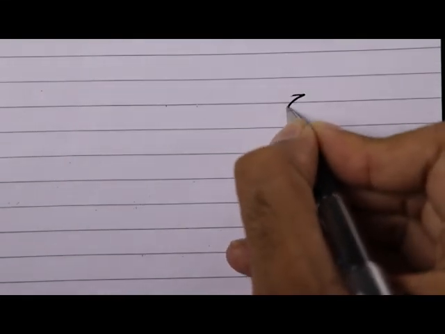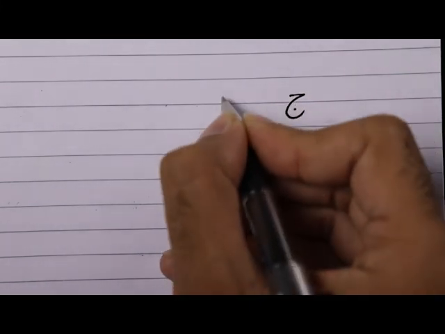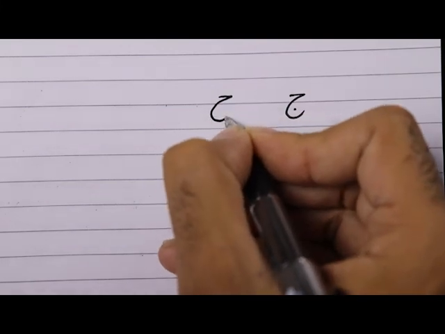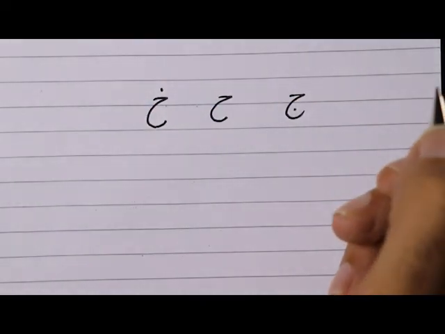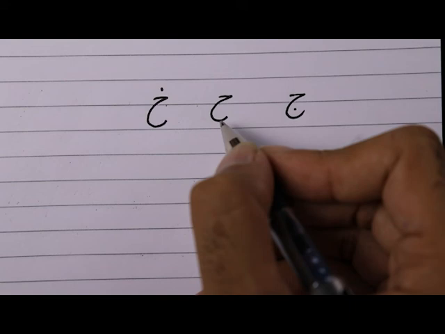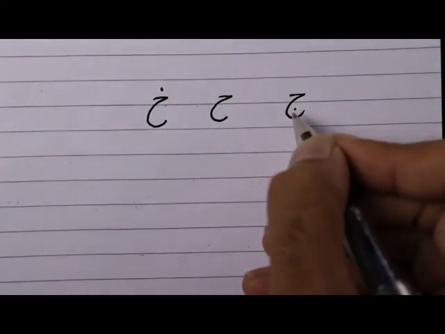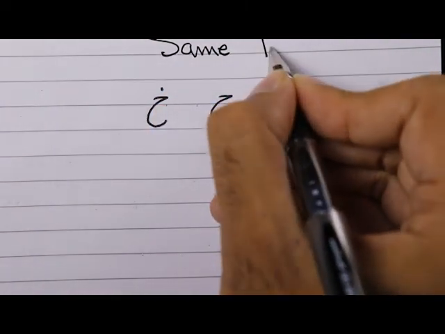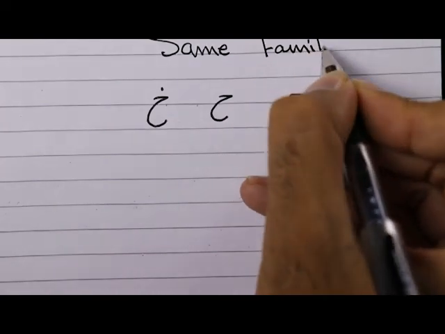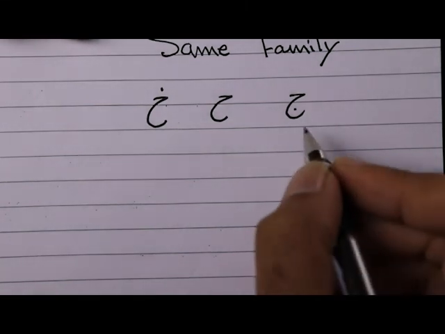So, Jim, Jim, Ha, Kha. Jim, Ha, Kha. They belong to the same family, meaning they have the same shape but differ only in the dot. So, same family. So let's work with the first letter, which is Jim.